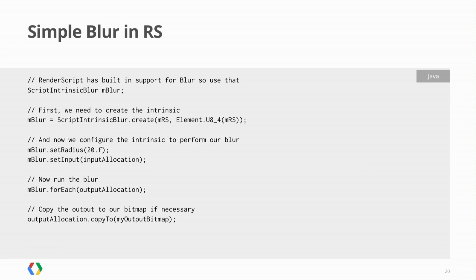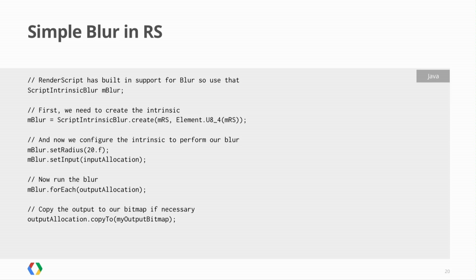So after you have your two allocations, how would you go about blurring that image? The first thing I would do is create a variable to hold the intrinsic script that is the blur. And then I would create that blur script. In this case, since it's an intrinsic, you don't actually have to provide a .rs file. It's built into the system. But you do still need to tell it what type of data you want it to work on. In this case, we're going to say it's a uchar4. That's the element u8_4. We also support just uchar buffers if you had, say, an alpha channel or just a grayscale image.